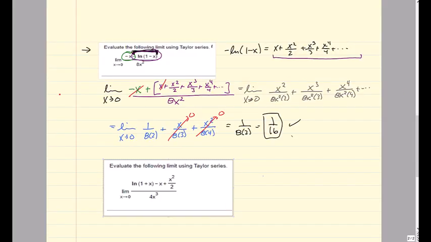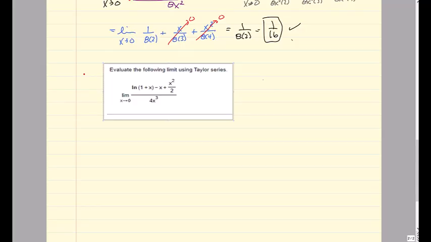Now when we're working these problems, it's really just substitution and simplification. So the only thing that really changes here are the functions that we're using. So for this problem we're using natural log of 1 plus x. That's what we want to find the Taylor series for.